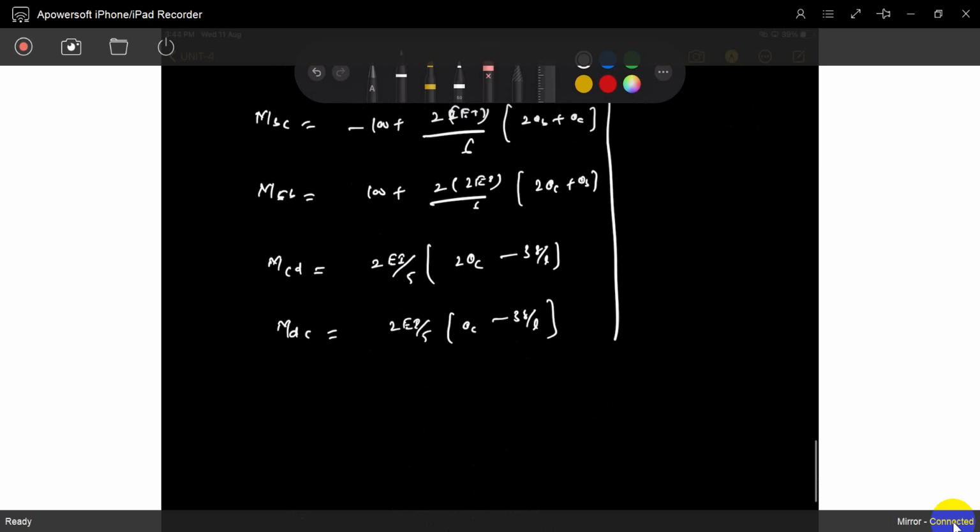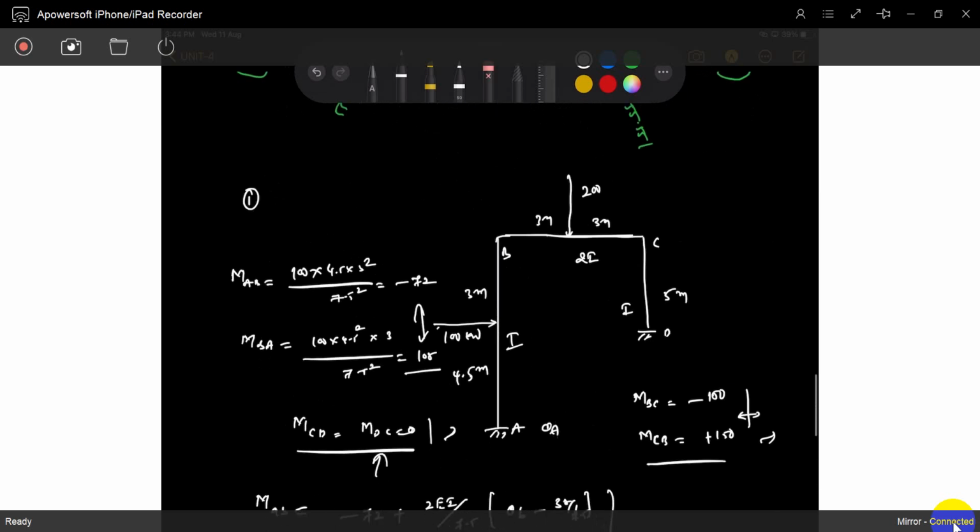Looking easy. See, theta A is 0, theta D is 0. We have theta B and theta C, so two joints are active. So we get two equilibrium equations, joint equilibrium: MBA plus MBC equal to 0, MCB plus MCD equal to 0. But it experiences sway, so we get a delta also, a horizontal displacement. We need one extra equation. That will come from horizontal equilibrium, free body diagrams of the AB and CD columns.